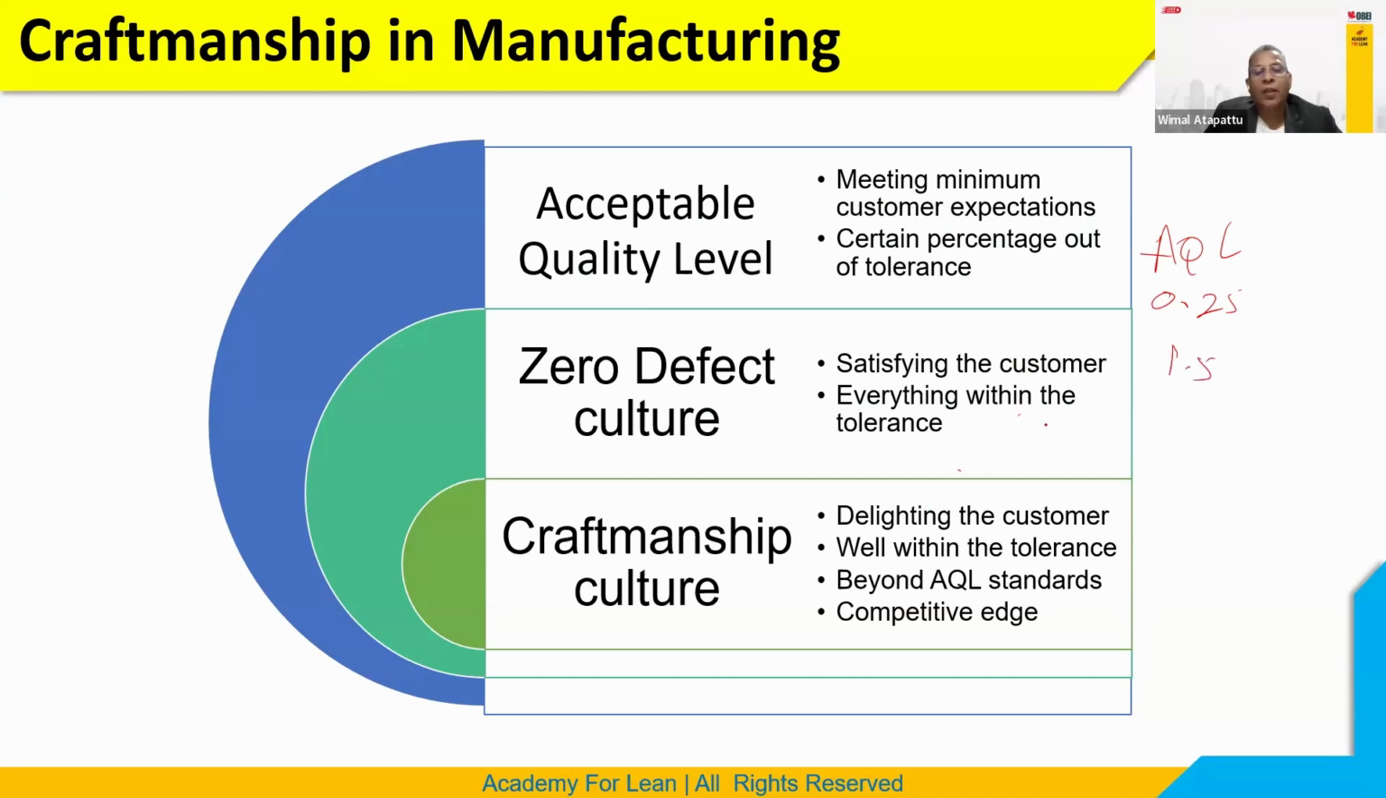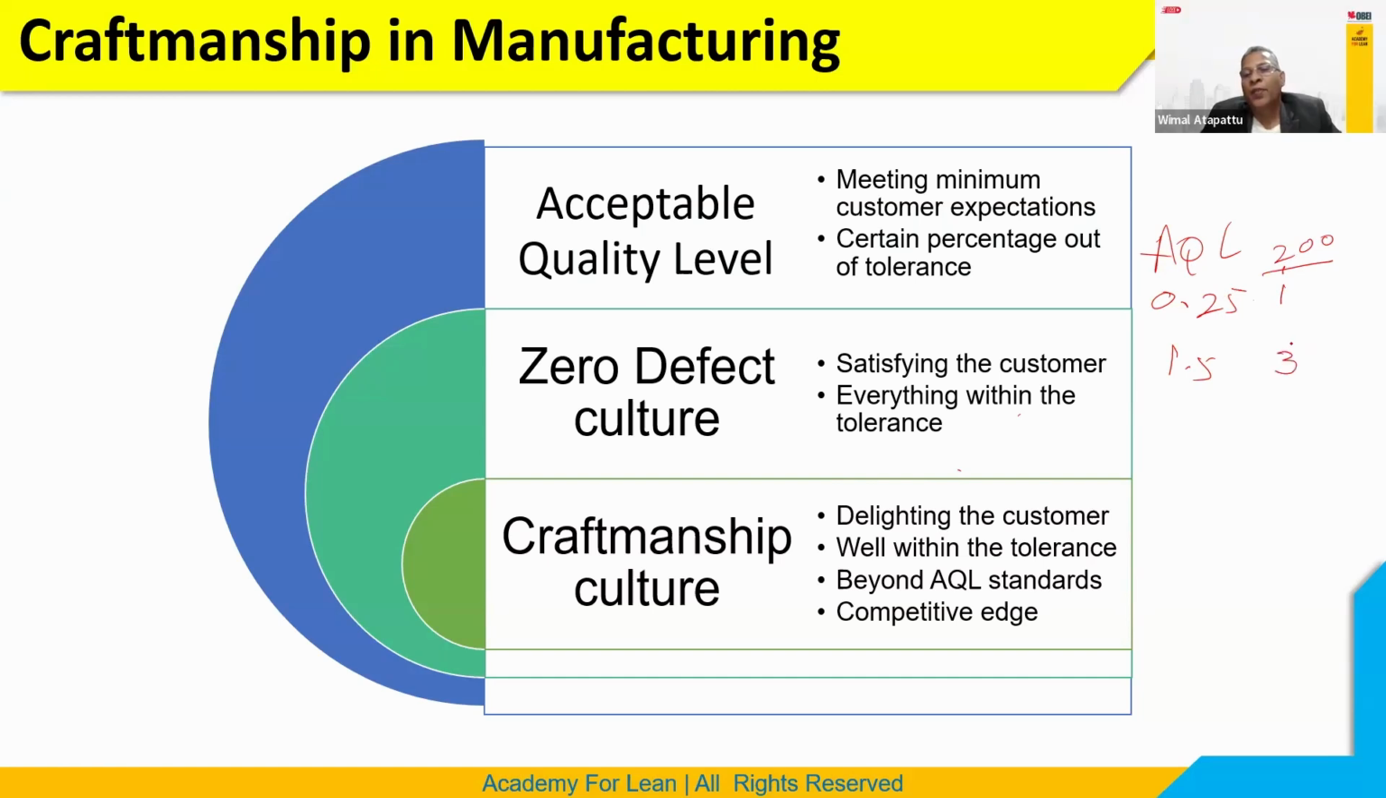1.5. Right. Okay. So if you are following 0.25, say if you get 200 samples, how many defects are you accepting? Only one. Under 1.5? Aruna? For 200, three defects can be acceptable, right?